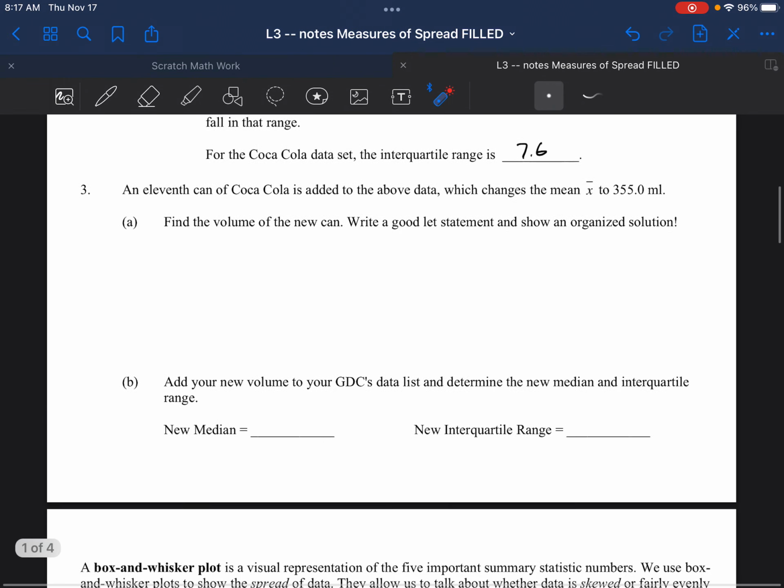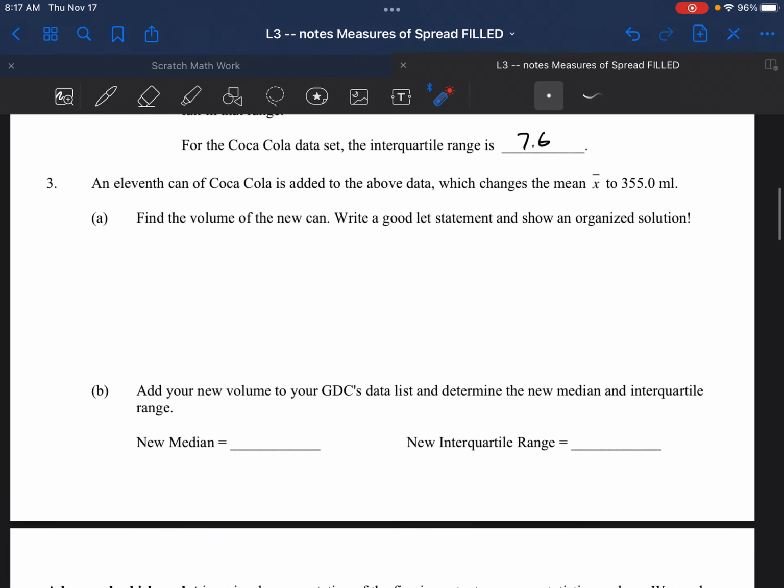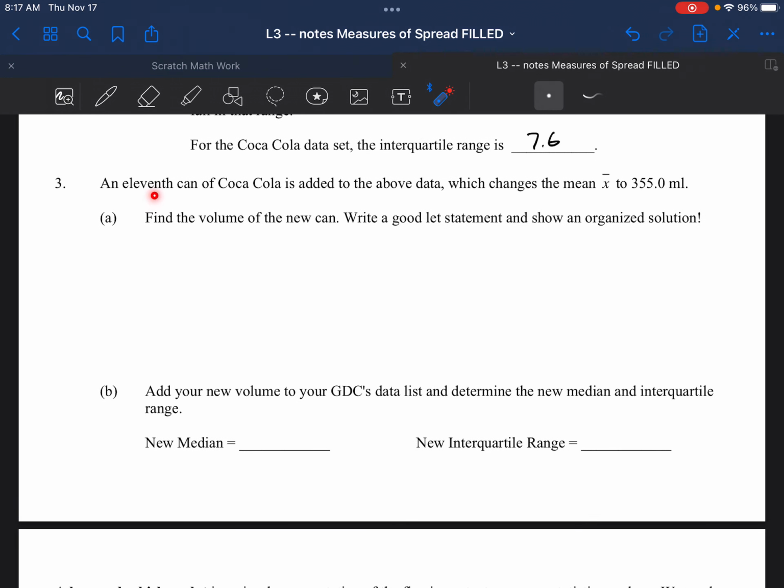So if we go back to page 1 and we look at this example 3, well, now what happens if we add an 11th can of Coke and the mean now becomes 355 exactly? What's the volume of the new can? Write a good let statement and show an organized solution. So basically, what we can say, let's let x equal the volume of the new can, right?